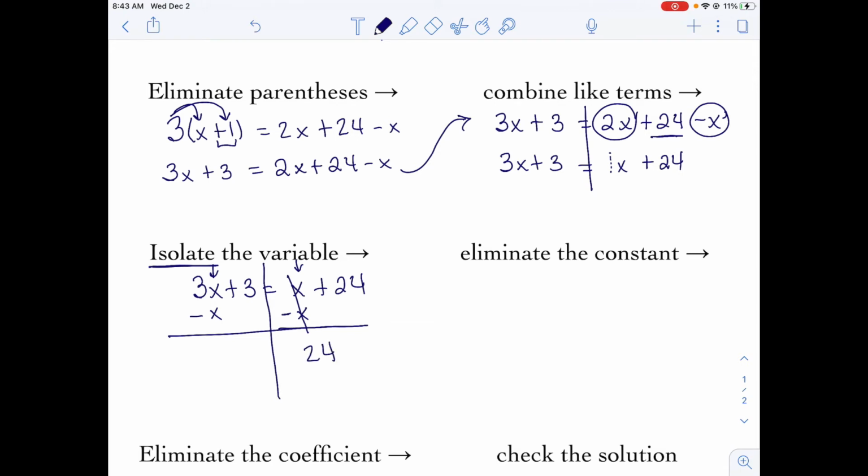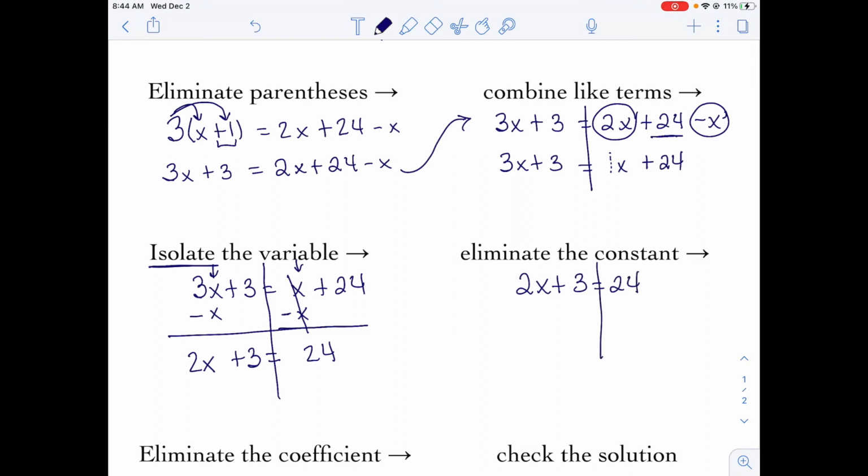Here I have a 3x minus x, so I have a 2x, and then I have to bring down the plus 3. Okay, so now I've simplified by isolating the variable to one side. 2x plus 3 equals 24. So that's my next step.